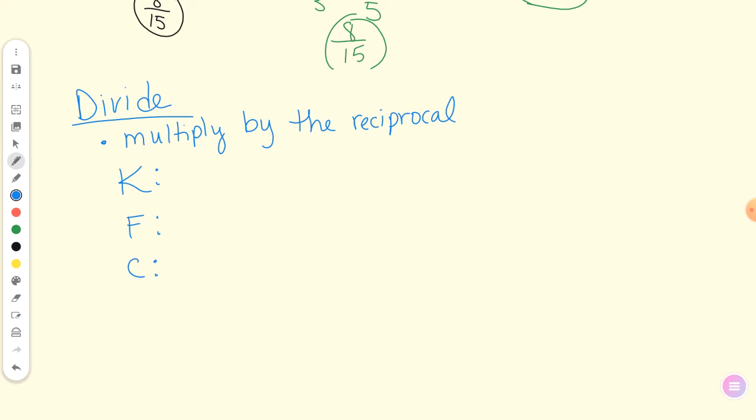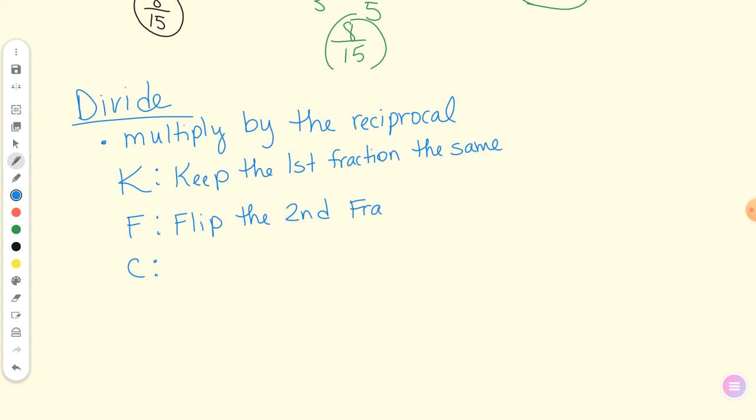What does the K stand for, Abby? Keep. Okay, keep what? Keep the first fraction. Yep, keep the first fraction the same. That means we're not changing it at all. We're just dropping it down to step 2. Bryson, F. Flip the second fraction. That's our reciprocal.